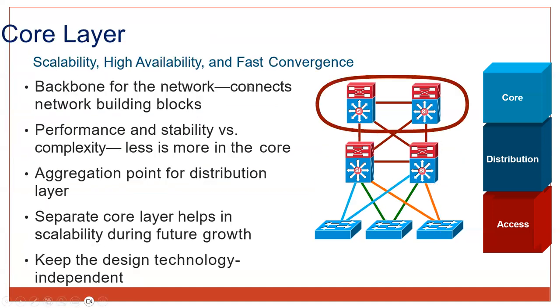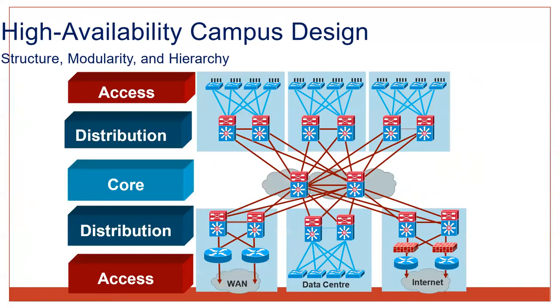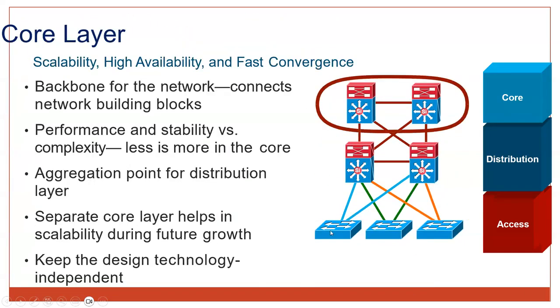Then finally, you have the core layer. In the core layer, the distribution layer will connect, and from the core, you have to connect different types of services as per this topology. You are connecting with WAN, data center, internet, etc. So that's why we are configuring. This is the backbone. It should have high performance and stability.